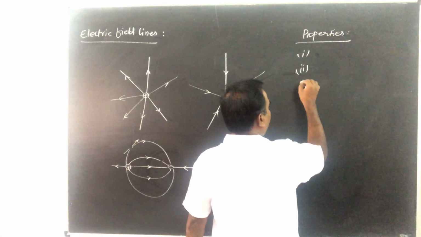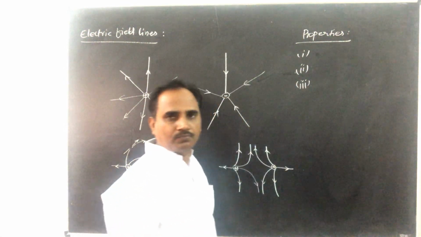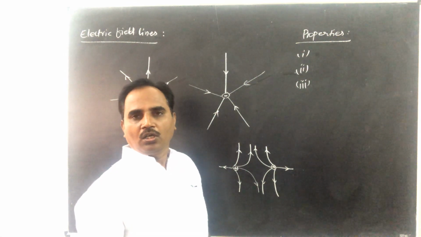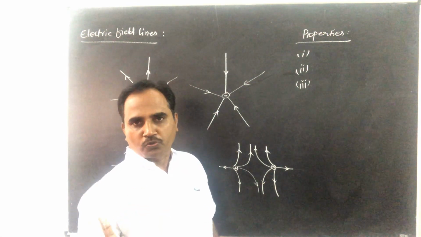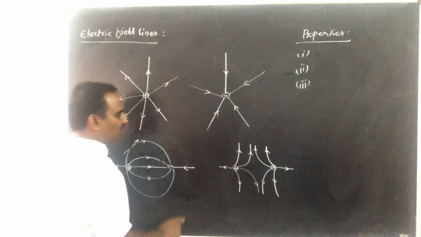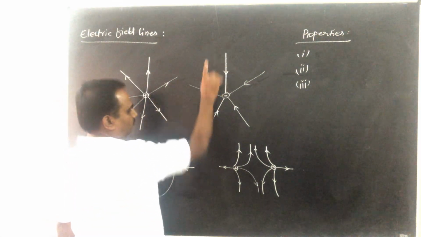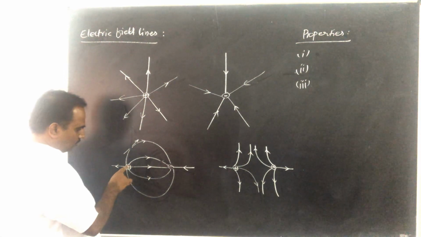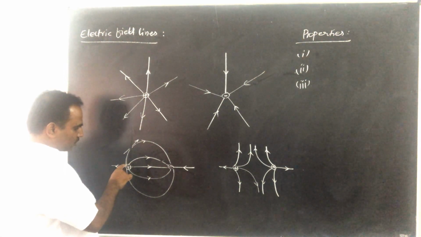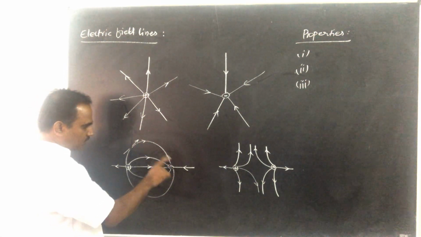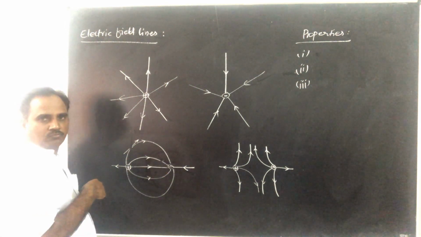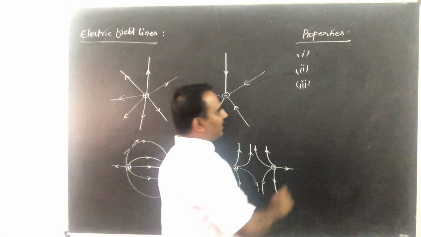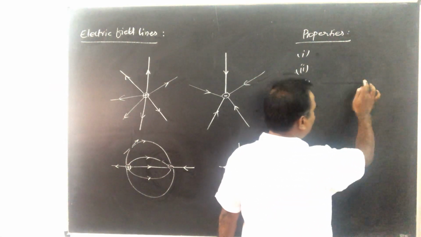The next property is that these electric field lines never form closed loops. Here you see, these are all open lines like this. Here also, the electric field line starts from the positive charge and stops at the negative charge. This is not a closed loop. So electric field lines do not form closed loops.